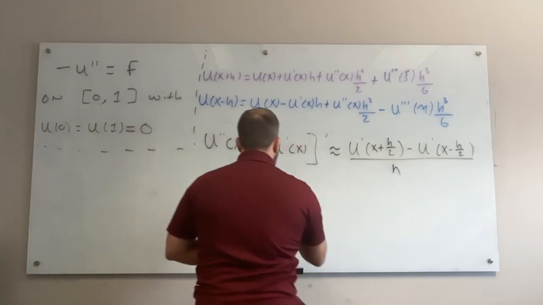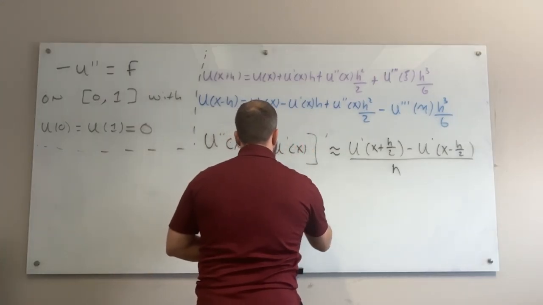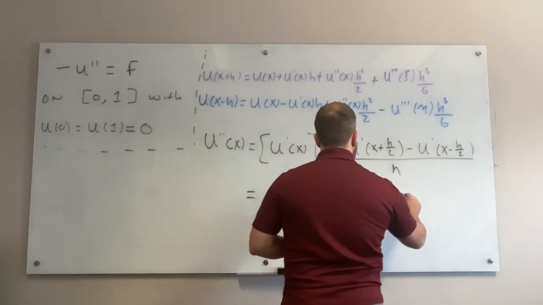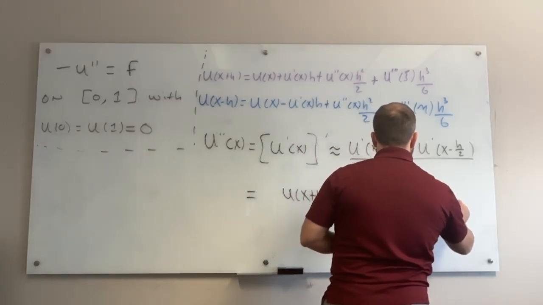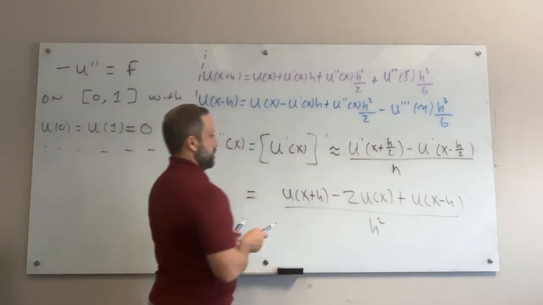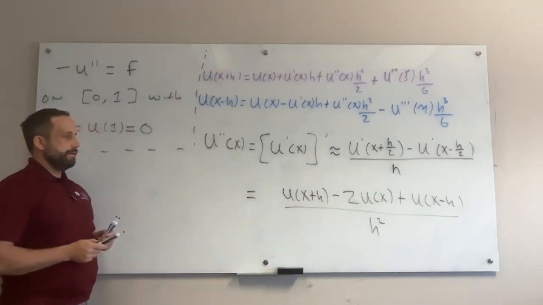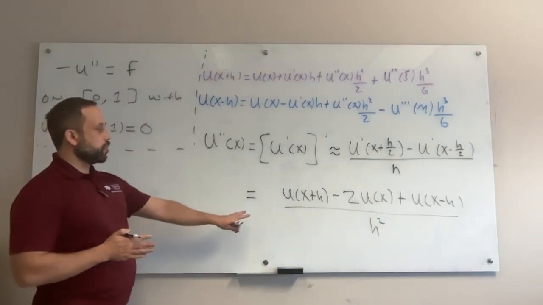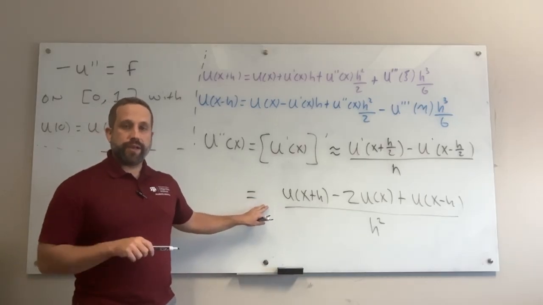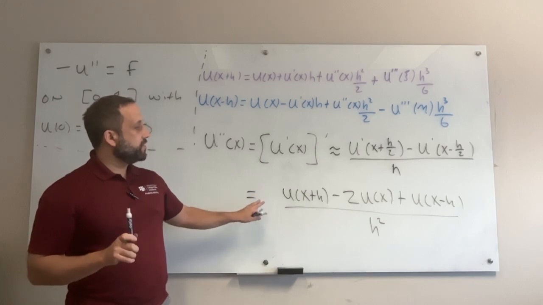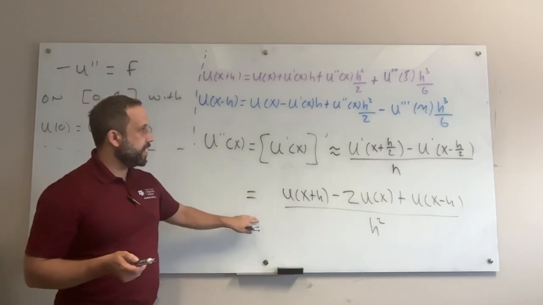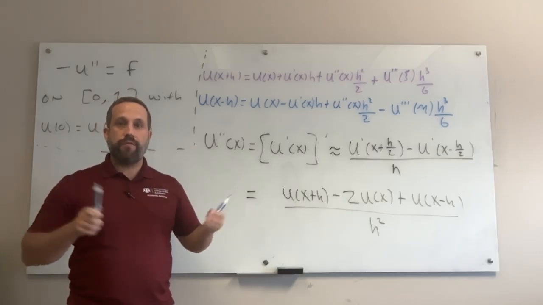We can simplify this as u of x plus h minus 2u of x plus u of x minus h, divided by h squared. Okay, so this is going to be the fundamental thing that we use to approximate the second derivative. There are other ways to approximate the second derivative, but the advantage of this is that it has, again, a quadratic error. The error between u double prime of x and this is O of h squared.